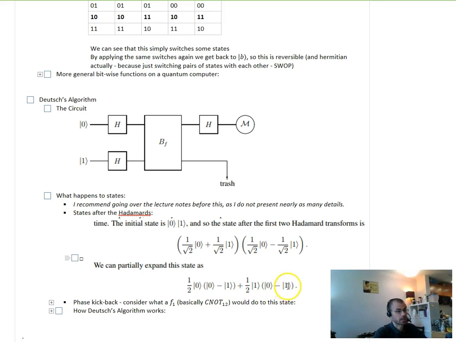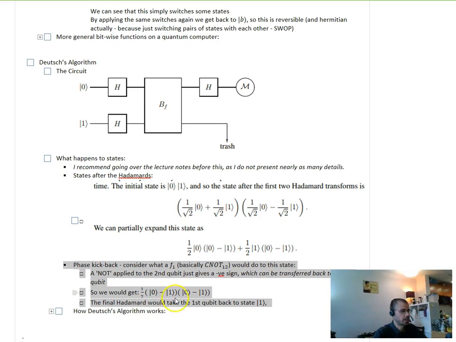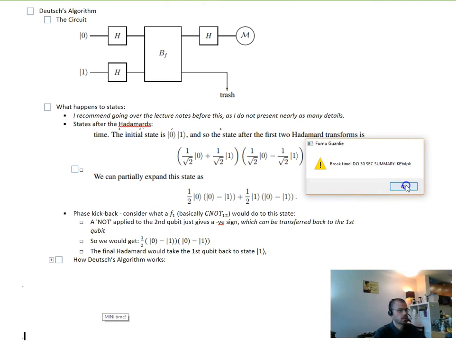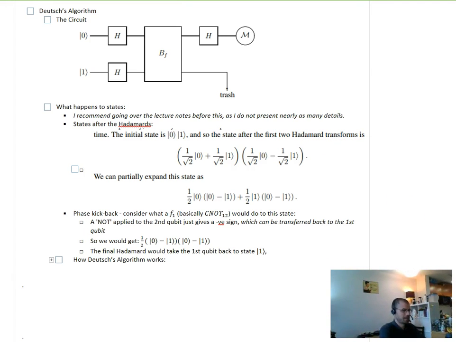So that's interesting, because we're doing the NOT on the second state, but then we get a negative sign out front, which is like we get a negative in front of the first state. So this is called the phase kickback trick, I think. And so let's look at this in more detail.